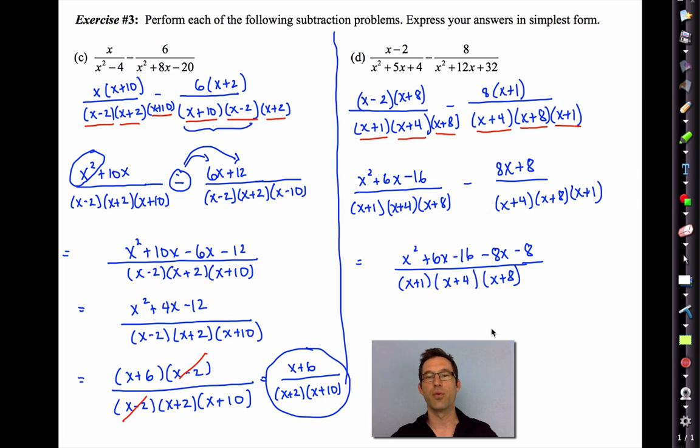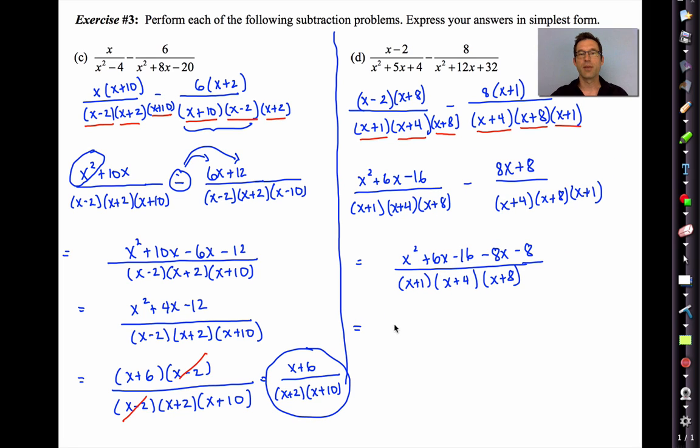Distribute that negative to both of them. All right, time to combine some like terms. Nothing combines with the x squared. 6x minus 8x is negative 2x. And negative 16 and negative 8 is negative 24. Whew.